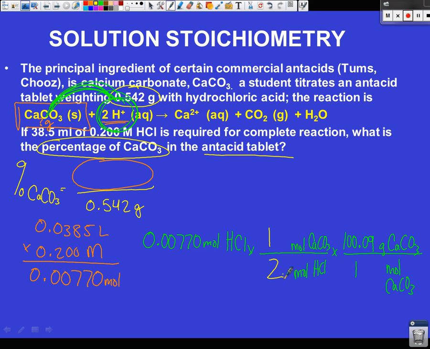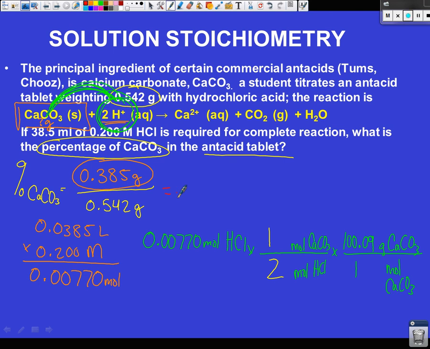We've got to find how much calcium carbonate reacts. Okay? Has anybody got an answer for this? All right, I'm going to go ahead and plug it in up here. 0.385 grams. Okay? Well, now it just turns into a percentage problem.